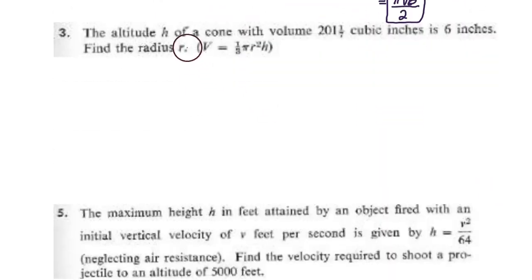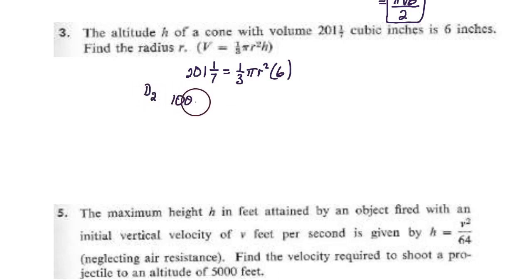Number 3, the altitude h of a cone with this volume is 6 inches. Find the radius r. So here we have the geometric formula for volume of a cone. Let's replace the capital V with 201 1/7, and replace the letter h with 6 inches. Now solve this for r. 1/3 times 6 is the same thing as 2. So let's divide both sides by 2.